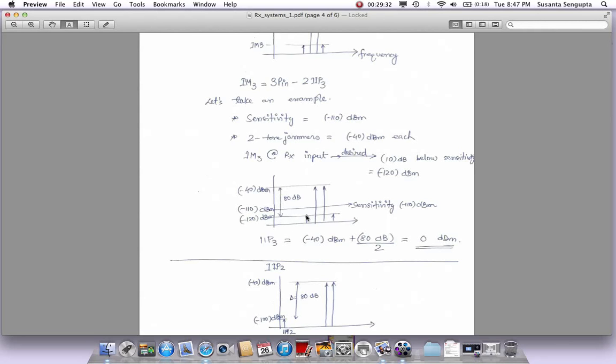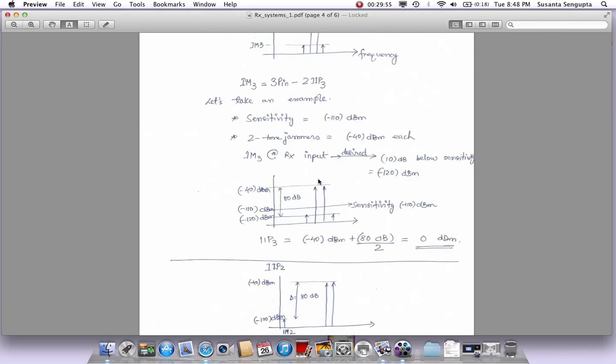The question is, where do you want the IM3s? We are saying, okay, let's keep them 10 dB below sensitivity. Okay, we want these IM3s to be minus 120 dBm. So if you get that as minus 120 dBm, now you can actually calculate the IP3. What is the IP3 needed for this system?